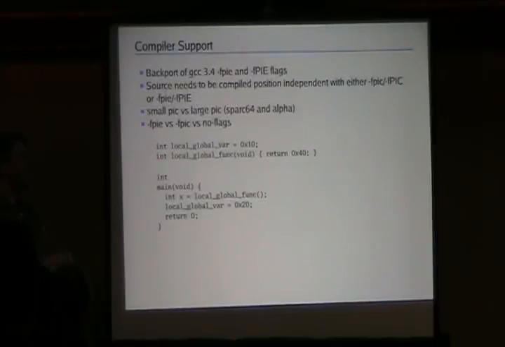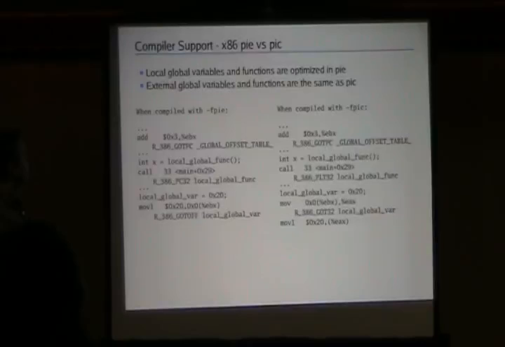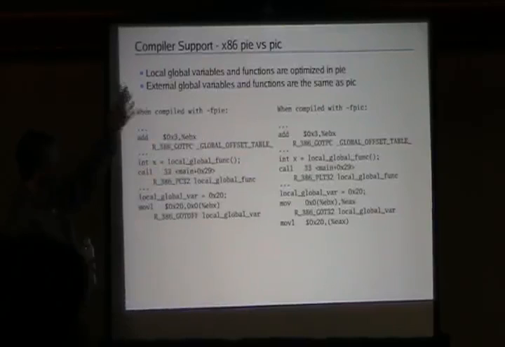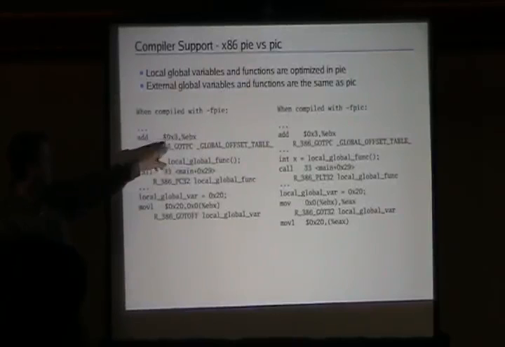over PIC, take a look at a small program here with a single global variable and global function that's in the same object file as the main program. And then take a look at the resulting assembly. So comparing the fPIE output with the fPIC, both of them end up using the EDX register. This is on x86. It's very similar on different architectures.